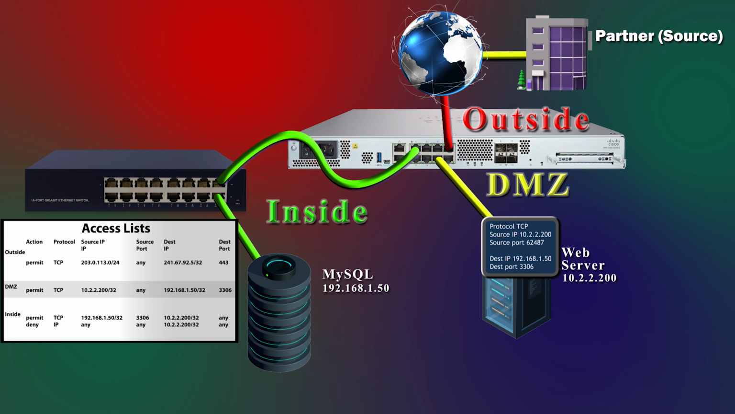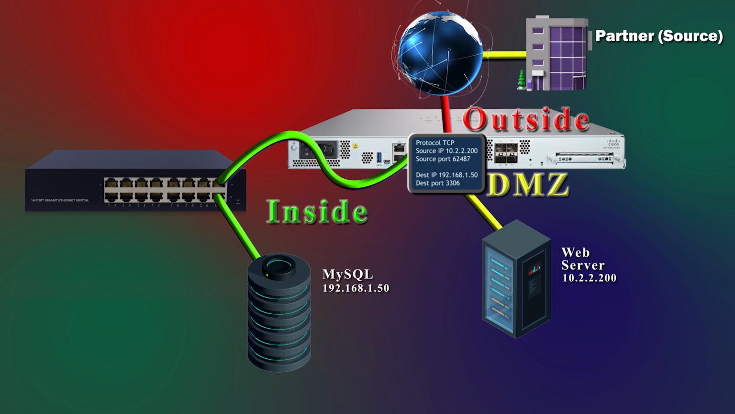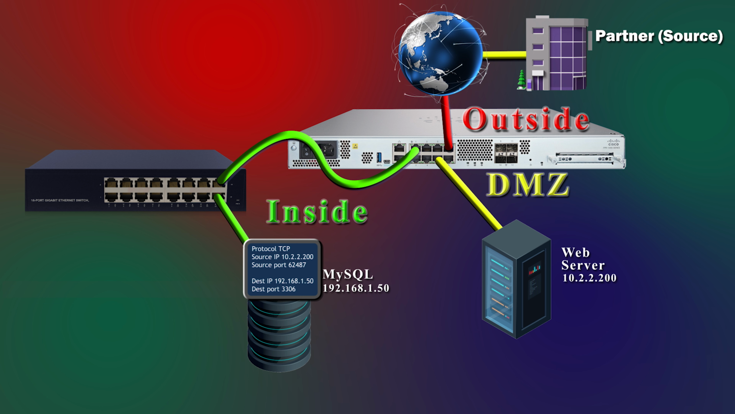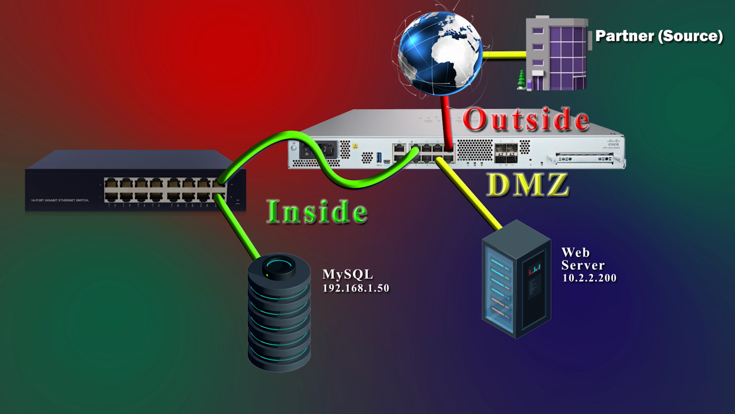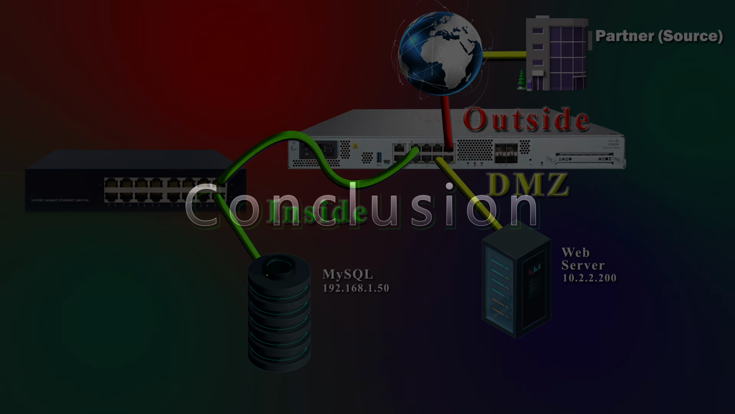Done. Now, if the web server gets hacked and the hacker wants to get to our internal network, all of the hacker's traffic has to go through the firewall again, and the only thing it can get to is port 3306 on 192.168.1.50, our database server. Is this perfect? No. Did we just make our security posture better? Absolutely. If we have 100 computers on our internal network, other than our database server, none of those are directly accessible from the web server in the DMZ.